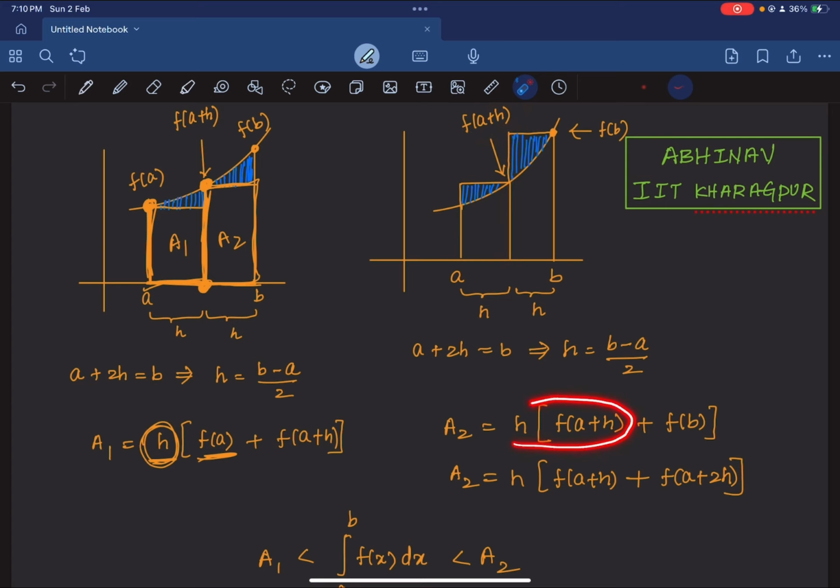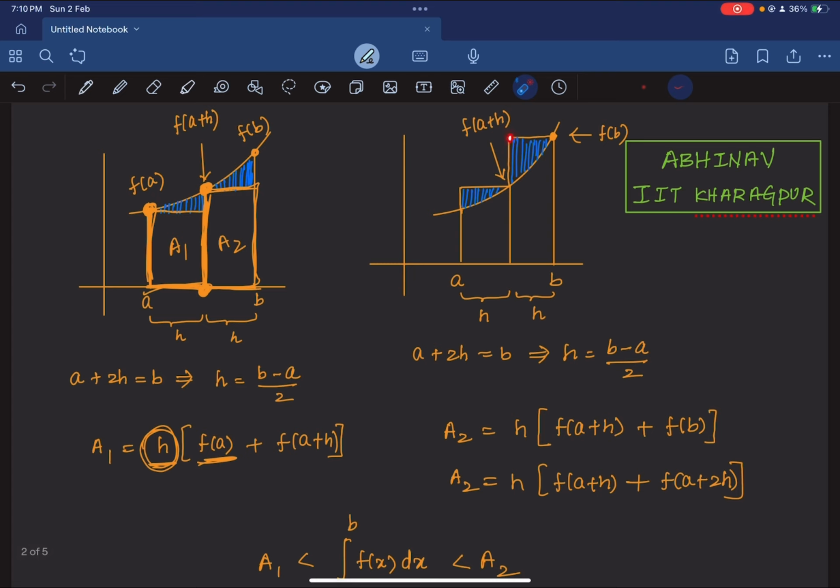So this is the first area. Now we have to compute the area of this particular rectangle. So that will be this width, which is h, multiplied by this particular length. This particular length is simply f of b. But b is the same as a plus 2h. So that is f of a plus 2h.